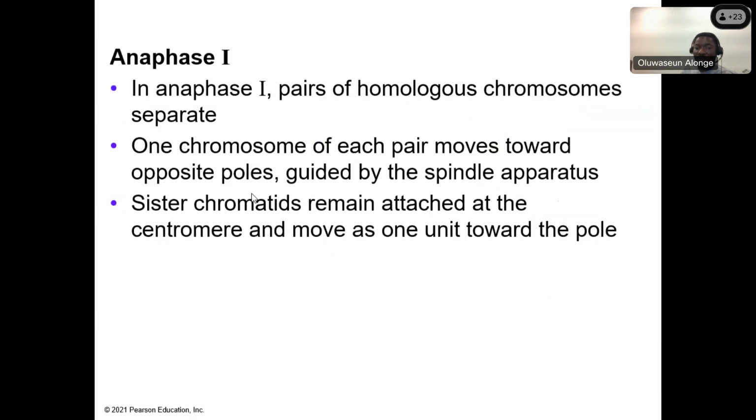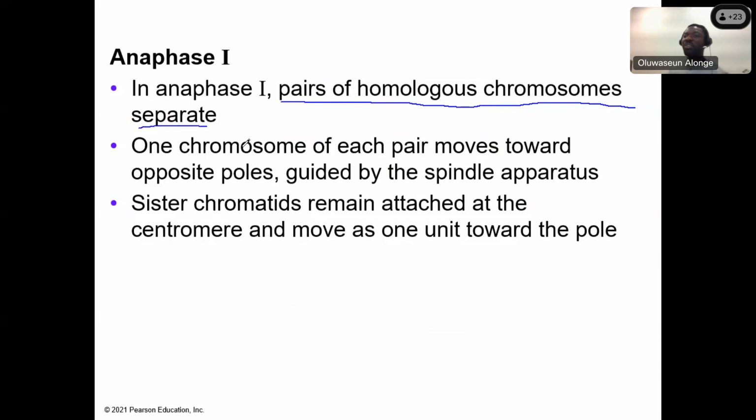Let's go. In anaphase 1, they are now going to separate. But look at it, what is going to separate? The pair of homologous chromosomes which was together will now separate. When the pair of homologous chromosomes separate, what's going to happen?